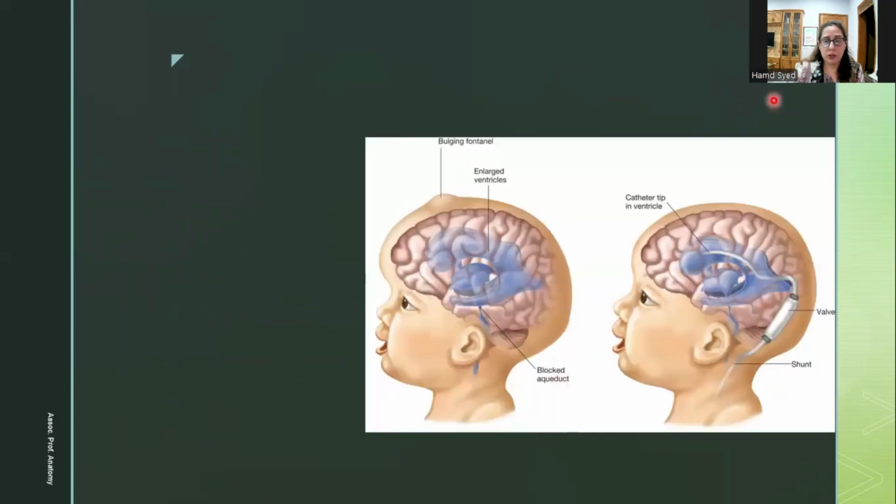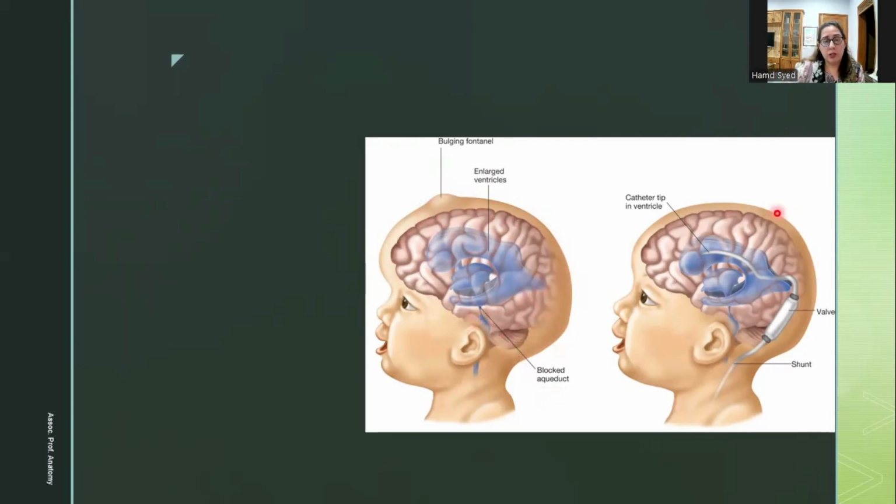So in hydrocephalus, you can see that the head is going to be expanded. The head is enlarged, and over here you can see the ventricles, they are enlarged and expanded because of the excessive accumulation of CSF, and this in turn causes a bulging of the anterior fontanelle on the surface of the head of the baby. And you can see over here the cause in this particular case is the blocked aqueduct, so it's the obstructive type of hydrocephalus.